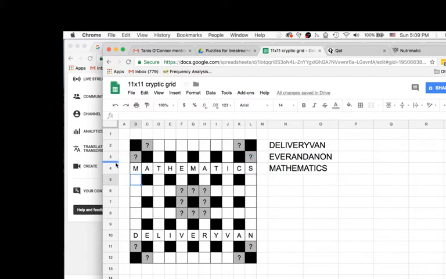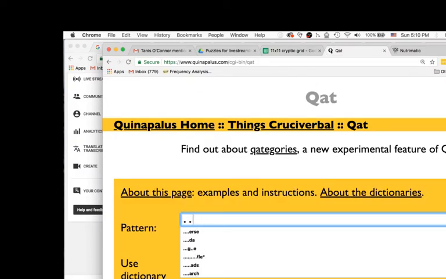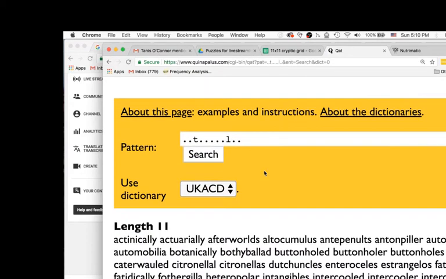And I want to make sure that I have options for the two 11-letter columns that cross these two entries. So those will be the first things that I go to look for on the left here. If these don't work out, I will try swapping delivery van and mathematics, and if that doesn't work, I will try putting in ever and anon instead of mathematics. So here we have an 11-letter word: two letters, then T, then five letters, then L, then two more letters. Search.